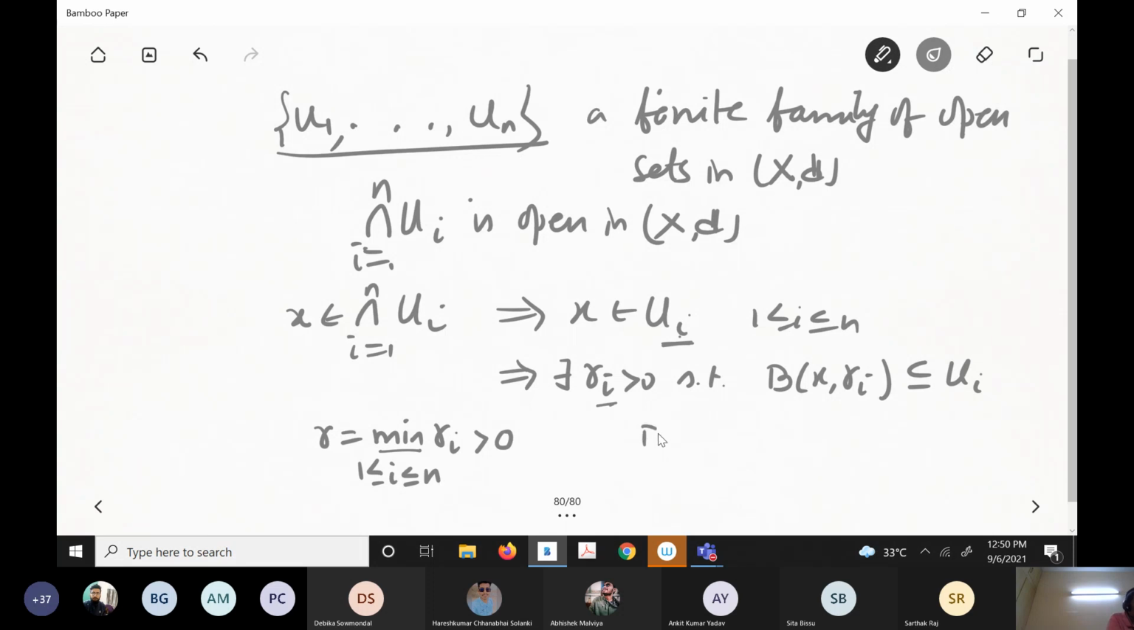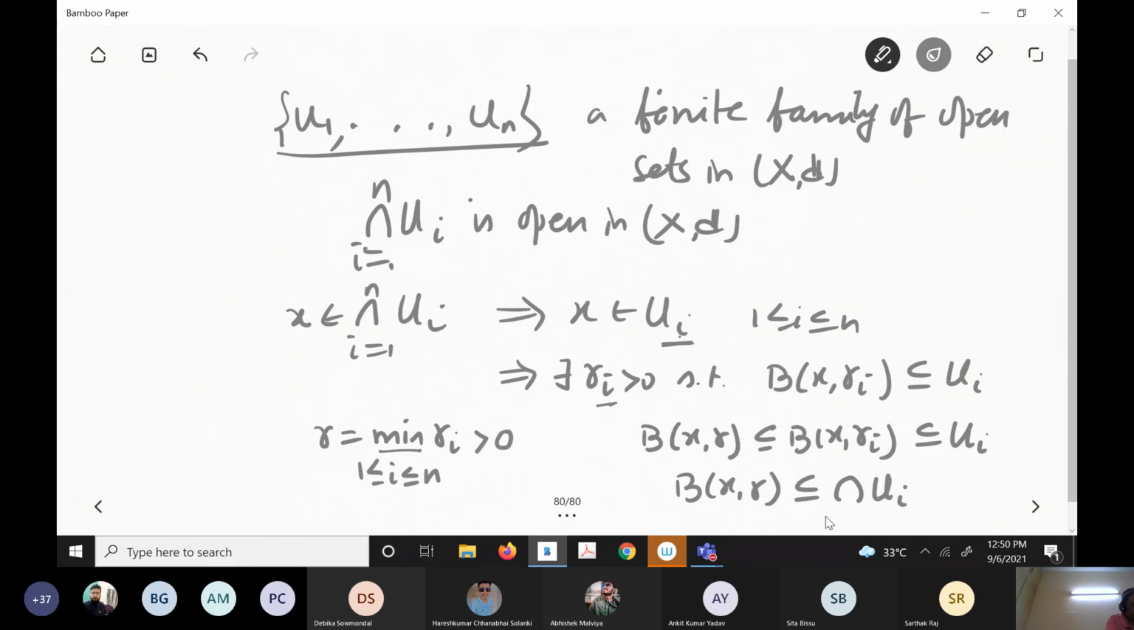Now we can prove that. Look, this is very easy. B(x, r), last time I told you, is contained in B(x, r_i), and this is true for all i. That means I have proved that for x, I have taken it and produced an open ball centered at x which is entirely contained in this, so it is an interior point.